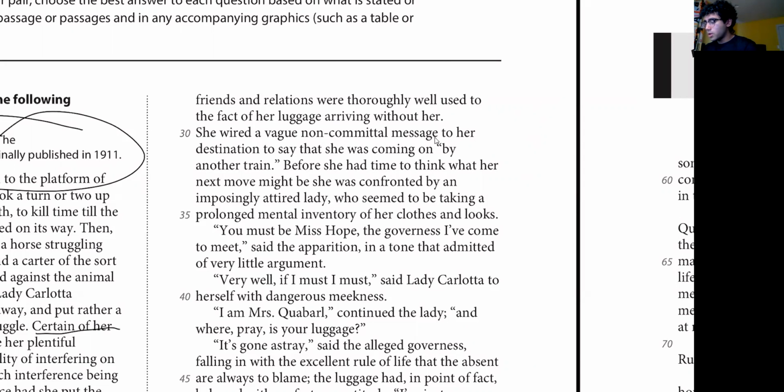You must be Miss Hope, the governess I've come to meet, said the apparition in a tone that admitted of very little argument.